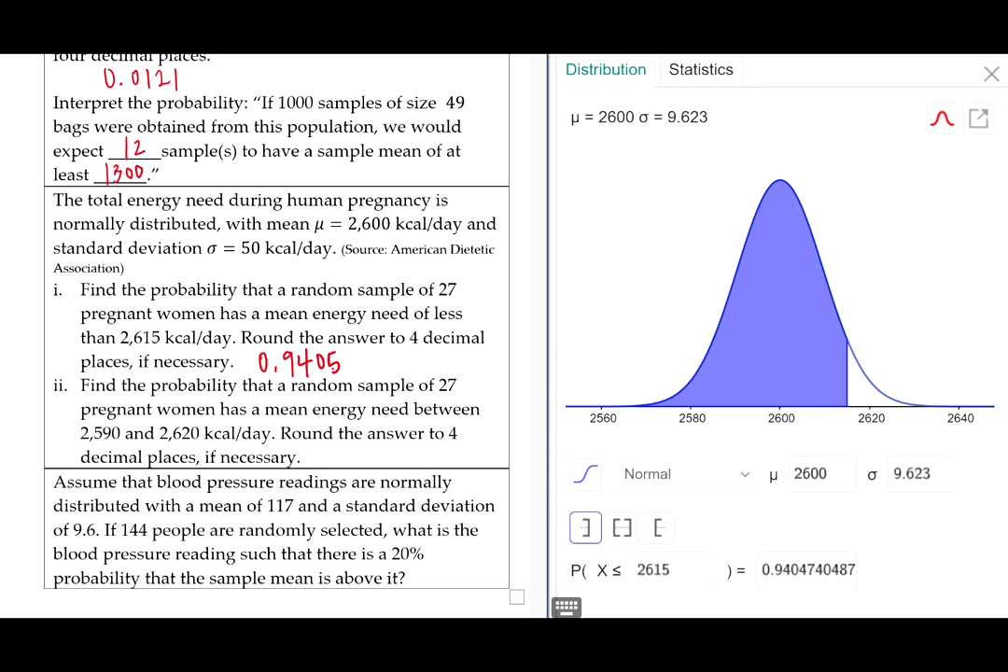Find the probability that a random sample of 27 pregnant women has a mean energy need between 2590 and 2620. So now I'm going to click on this middle button here, and I'm going to change these values to 2590 and 2620. And I get 0.8318.